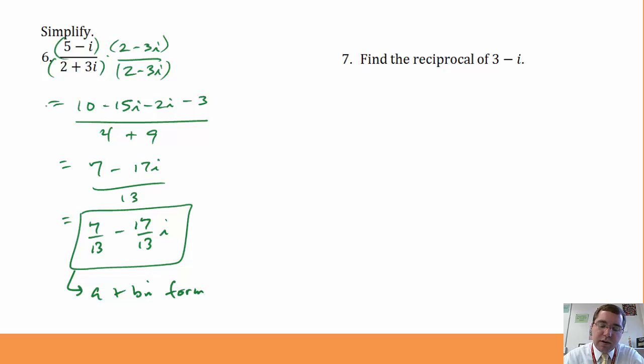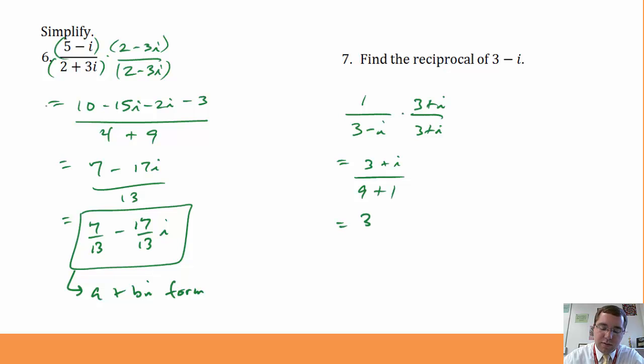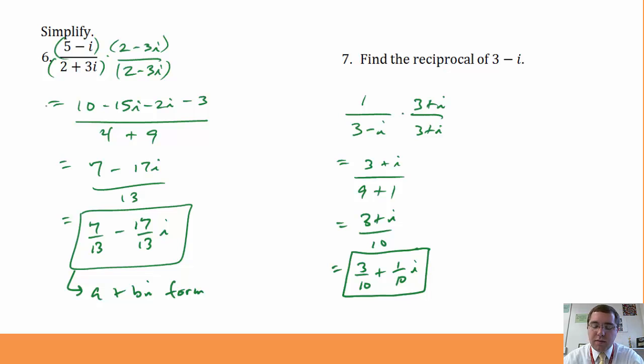Number 7. Find the reciprocal of 3 minus i. The reciprocal is 1 over the number. So what's 1 over 3 minus i? Well, let's multiply by 3 plus i over 3 plus i. That's 1 times 3 plus i, which is just 3 plus i, over 3 squared is 9, plus 3i minus 3i cancels, minus i squared becomes plus 1. So this is really 3 plus i over 10, or 3 over 10 plus 1 over 10 times i. So the reciprocal of 3 minus i is the complex number 3/10 plus 1/10 i.